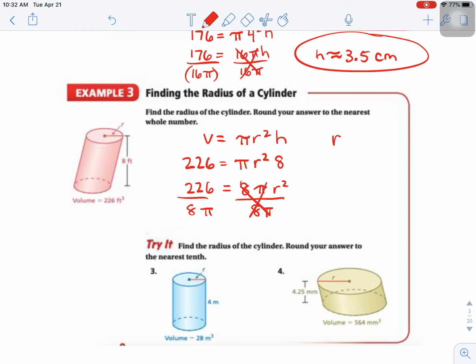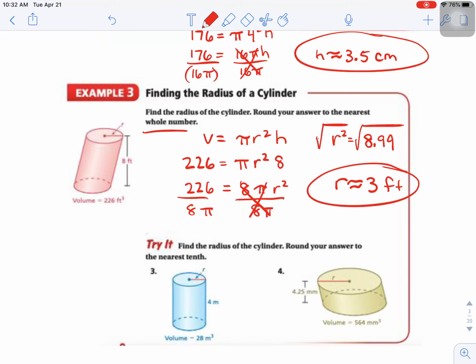So I'm left with r squared equals about 8.99. And then to get r by itself, I need to take the square root of both sides. So I get r is about 3 feet. They wanted it to the nearest whole number for that one.